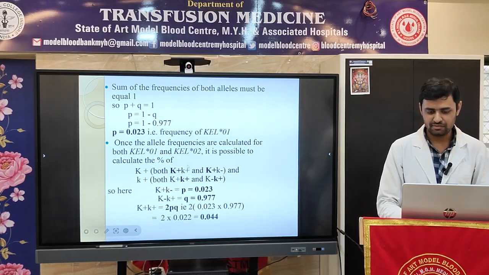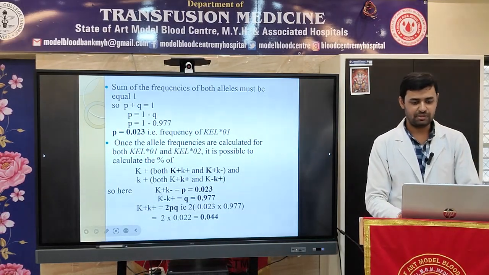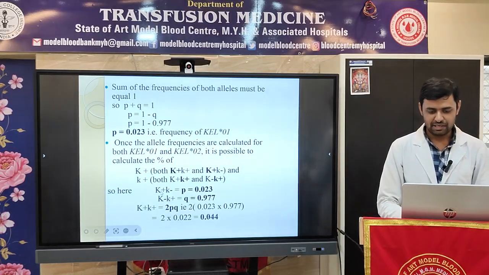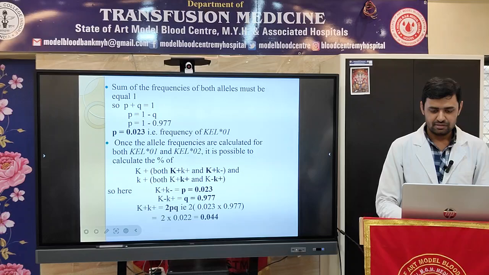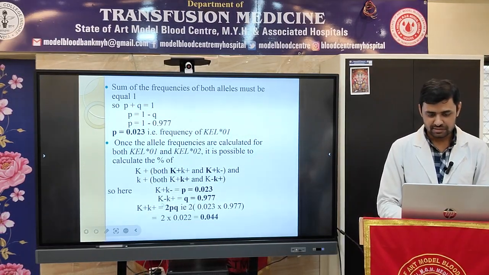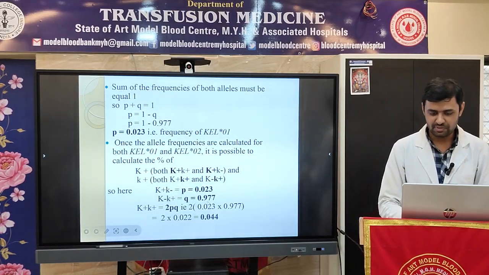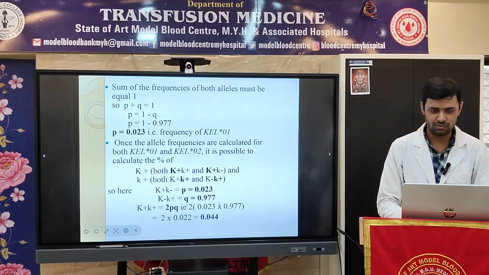Here I have highlighted what they are mentioning, capital K plus and small k plus. Since capital K plus and small k minus is actually the p, it will be considered as 0.023, which is the p value. And since capital K is negative and small k is positive, it is actually the q, which I have found, 0.977, the q value.